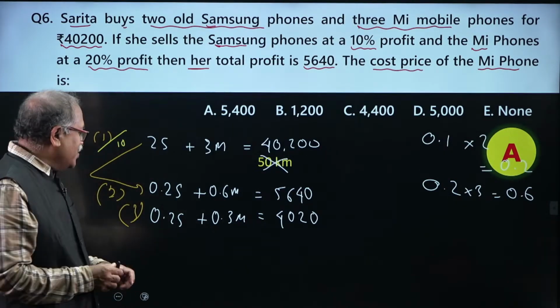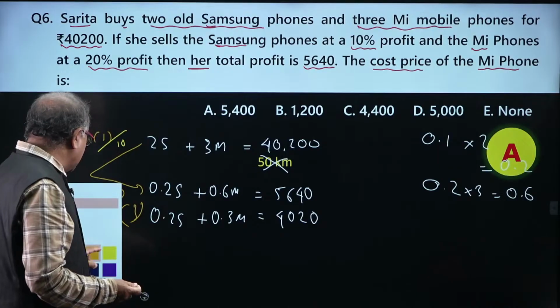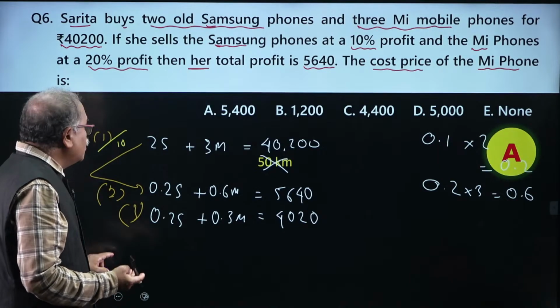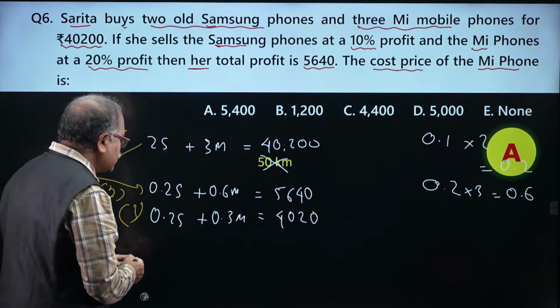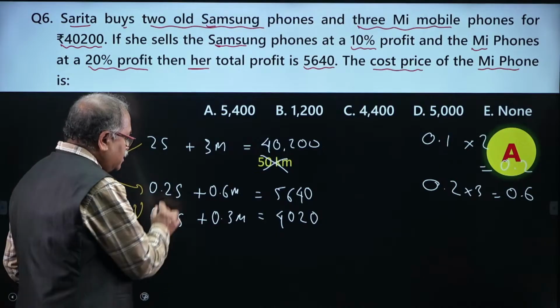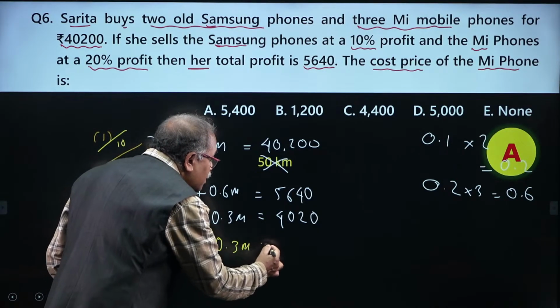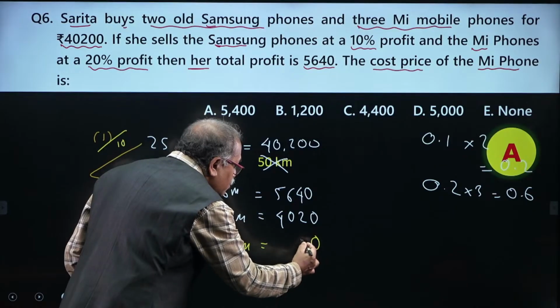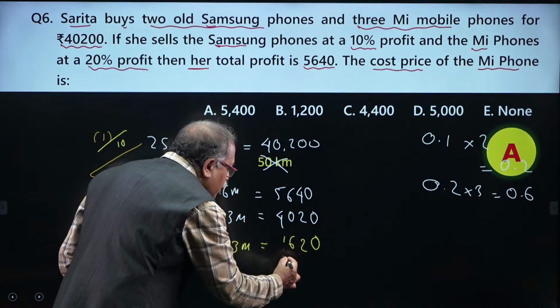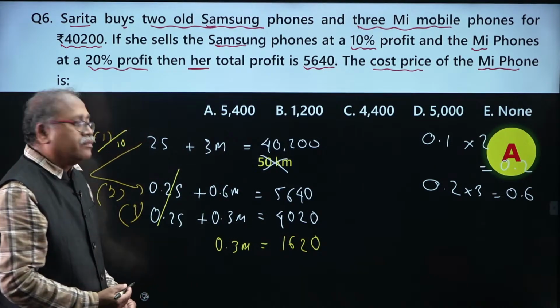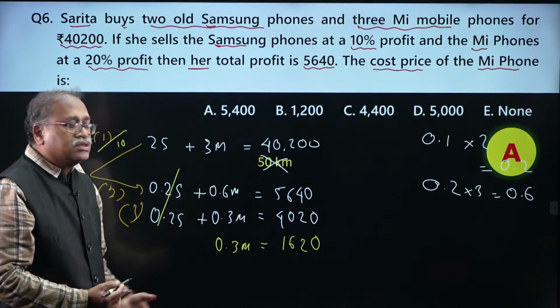So, when I cancel this one, you notice that when I subtract, this gets cancelled here. I get 0.3m is equal to 1620. So, what is m?